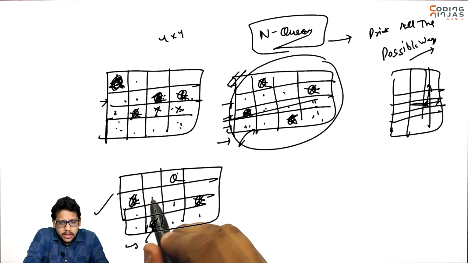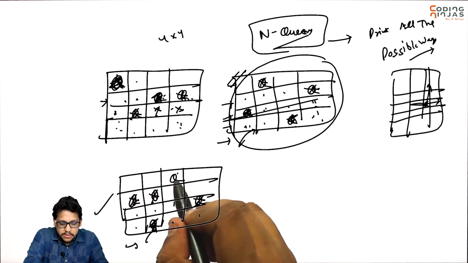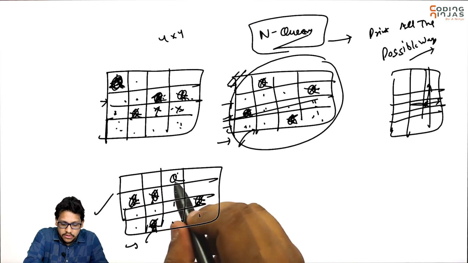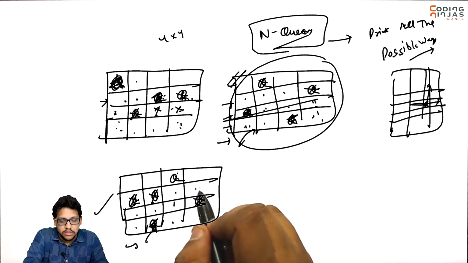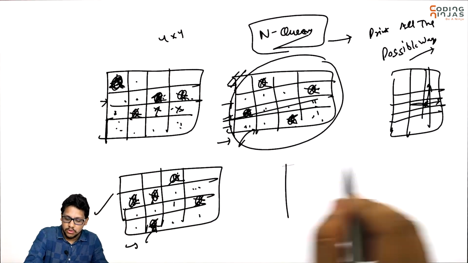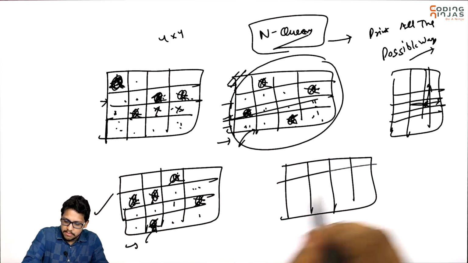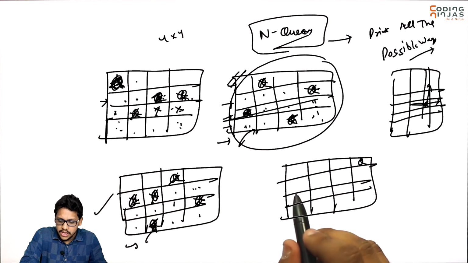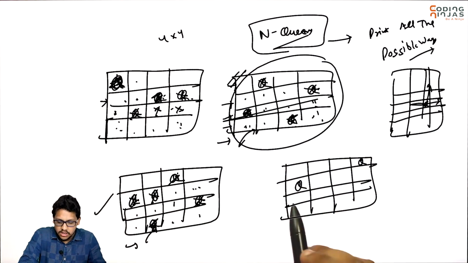You will go back here and try to place the Q, but you cannot place it because this will cut. Can you place it? No, because this will cut. Can you place it? No, you cannot place it because this will cut. So you will go back and try to explore by placing a Q here. Can you place here? Yes, you can place it because nobody will cut. You will go to the next row.